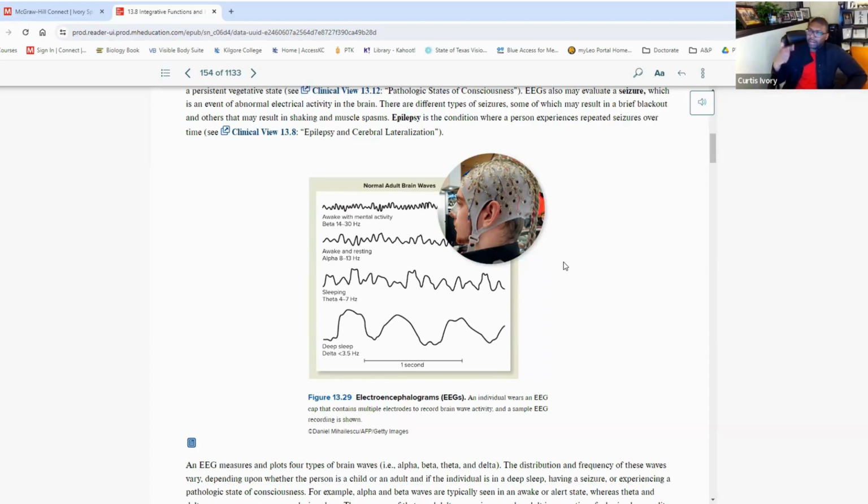So when we're cognitively thinking about things, that's beta. Alpha waves are going to show us waves when we are awake but resting. Theta waves are going to be shown when we are in non-rapid eye movement sleep. So when we're in a light sleeping pattern, like when we first go to sleep, and then we have deep sleep waves, which are also called delta waves. That shows us our brain activity when we are in that deep or REM stage of sleeping.